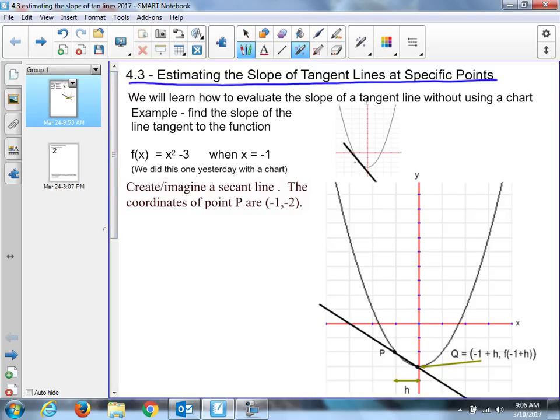Now, specific points. This is just building on what we've done before. Anyways, we will learn how to evaluate the slope of a tangent line without using a chart.